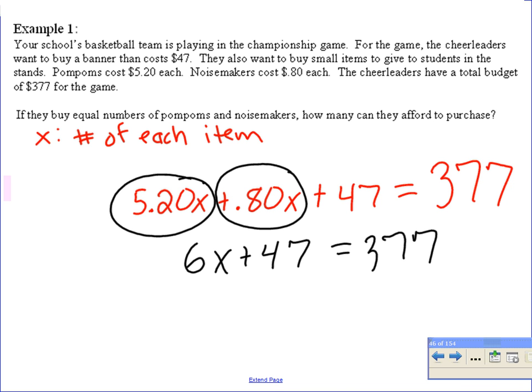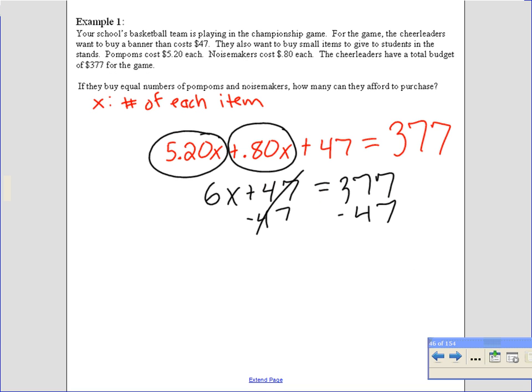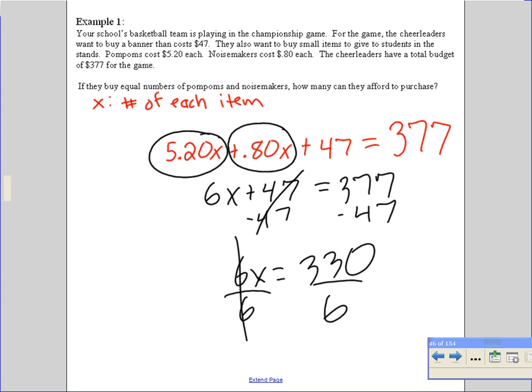Alex, what's the first step we need to do here to solve this? Good. So minus 47 on both sides. What's our next step going to look like? What are we left with? Annalise? Good, equals 330. We then need to divide both sides by 6. How many of each item can they purchase?